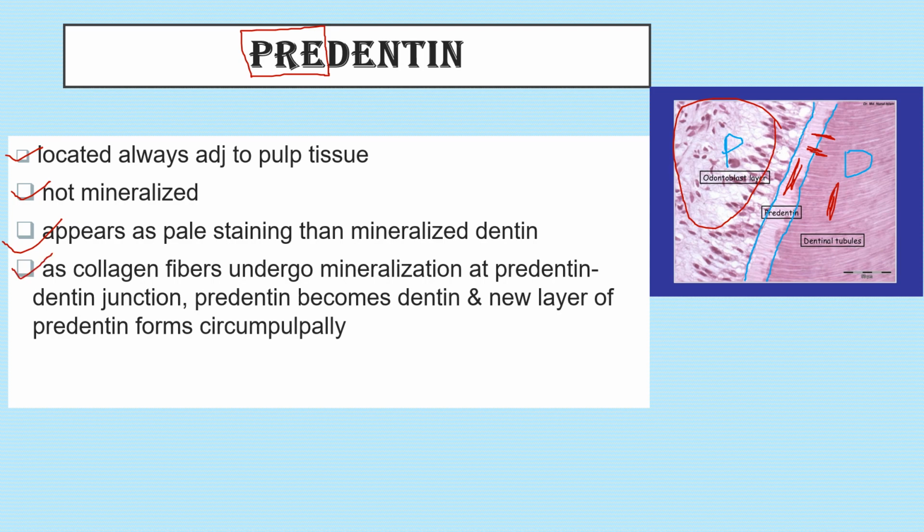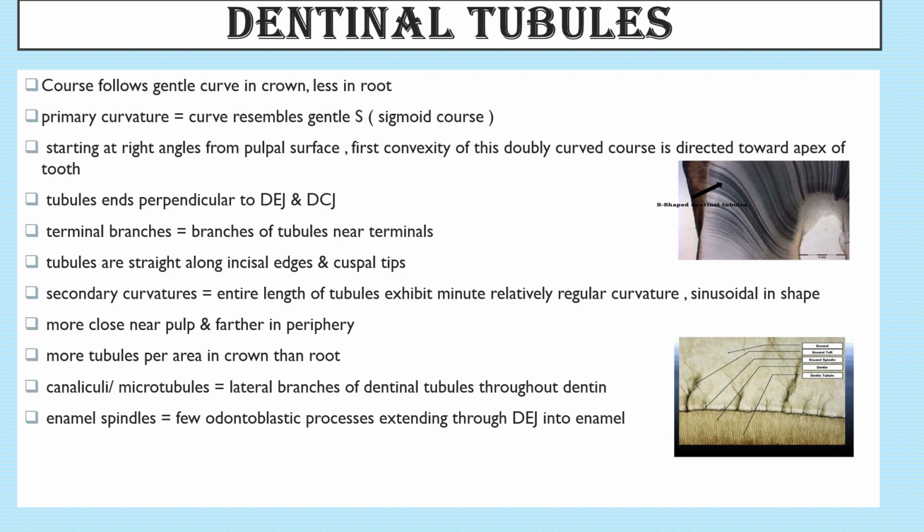Then moving to the dentinal tubules, which are the structural unit of dentin. It has a course which follows a gentle curve in the crown, less in the root. It has a sigmoid or S-shaped curve. It has primary and secondary curvatures. So the primary curvature is S-shaped. As you can see here, this is S-shaped. This is the primary curvature.